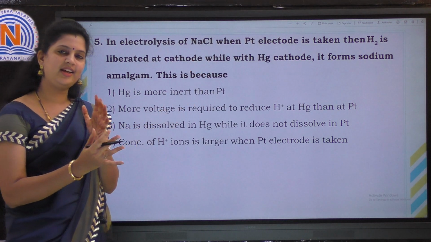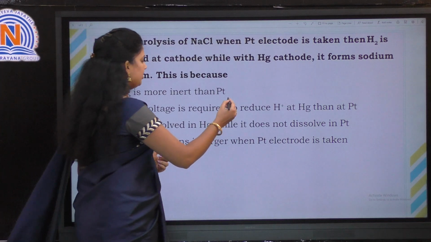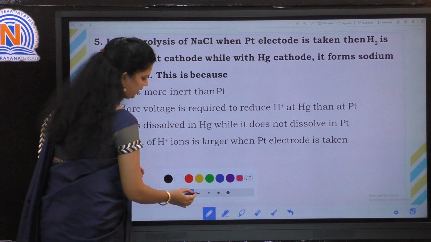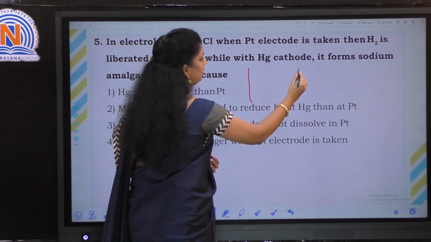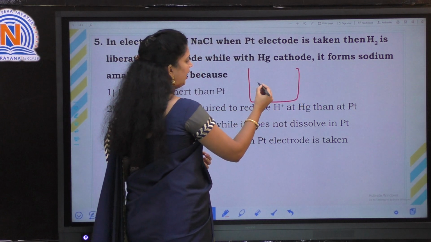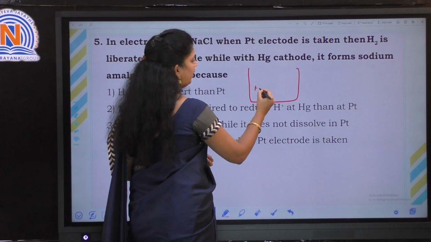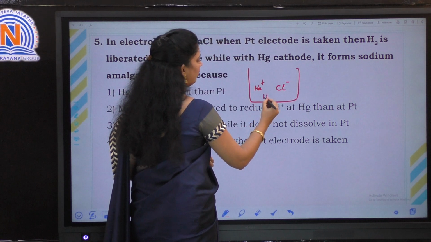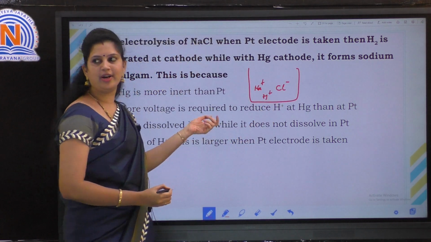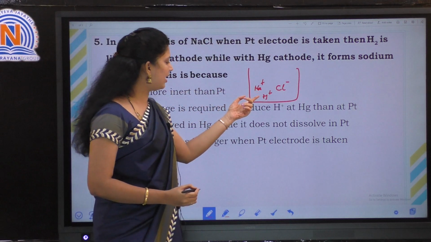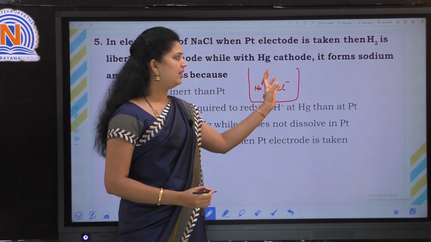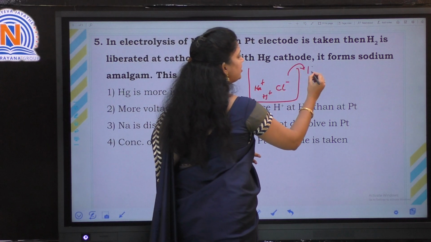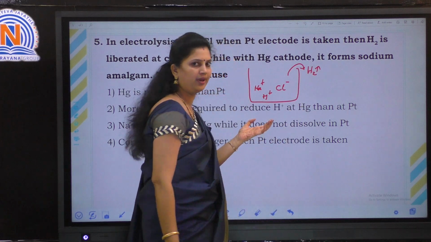In the first case, we are getting hydrogen because in the solution, when we talk about this particular solution in a beaker or in a cell, we have ions like sodium plus, Cl minus and also hydrogen. So whenever you have a platinum electrode, what's happening? Hydrogen is getting deposited on the platinum electrode, and finally we are getting hydrogen gas at the cathode.